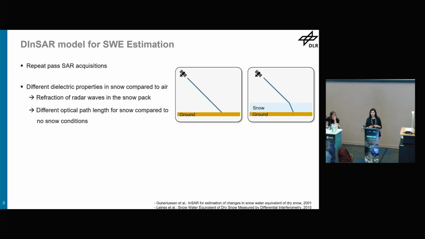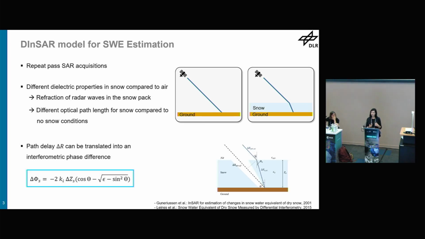And this comparison not only works for snow compared to no snow condition, but also if there's already an existing snow cover and the SWE is increasing or decreasing between the measurements. And here it has to be pointed out that we have to look at dry snow so that the radar wave is able to penetrate through the snowpack.